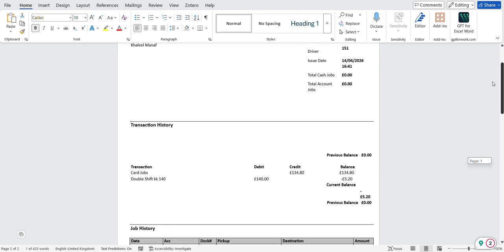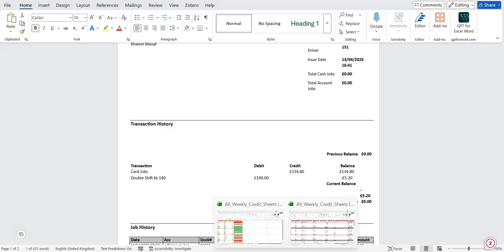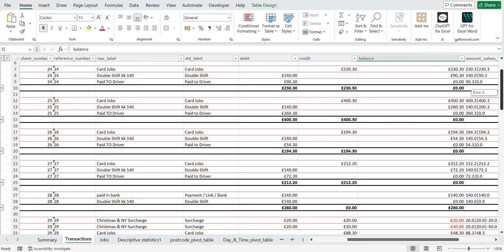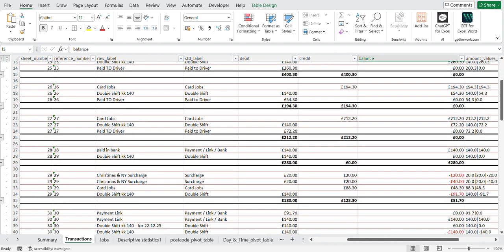So basically, see the transaction, this week £134 I made, but they charged £140, so I lost £5.20 because of not earning enough. But this is how much I earned, how much they charged me, and what's called left. And if you look here, I made zero payment link bank. That means I paid through my own bank account, probably made a card transaction.